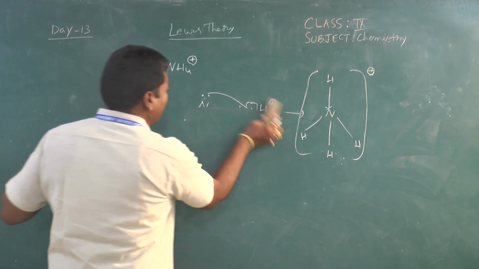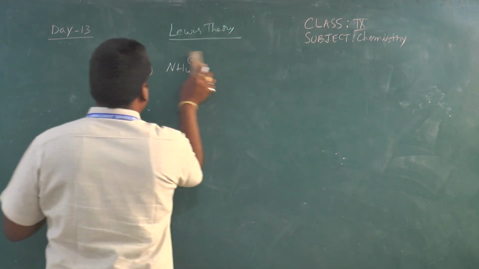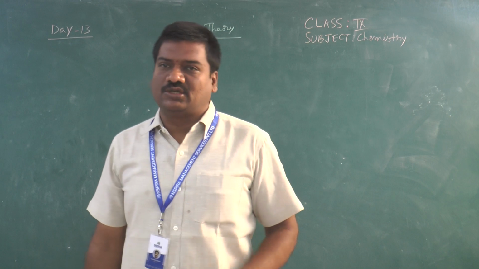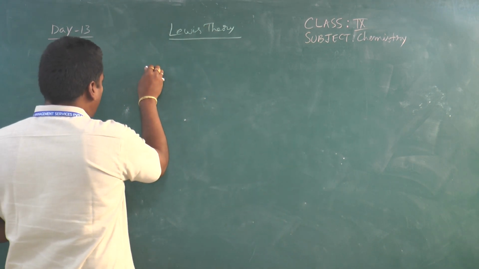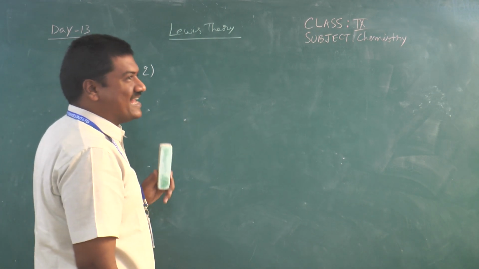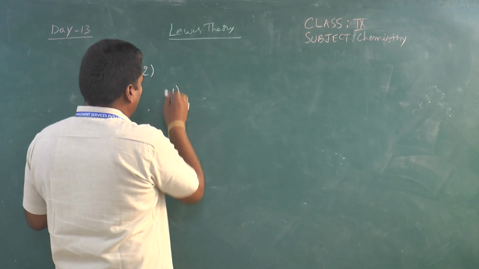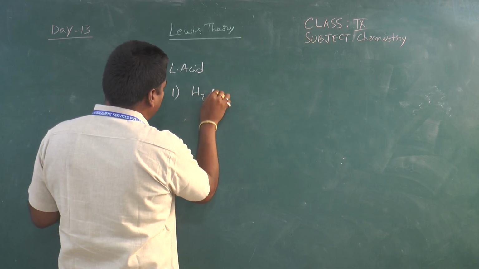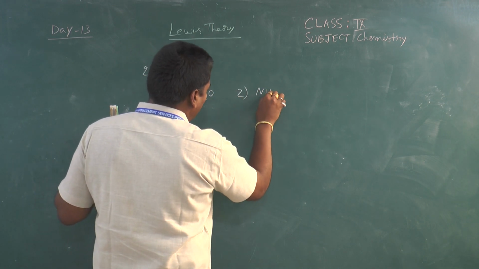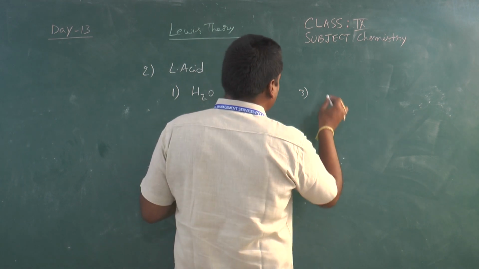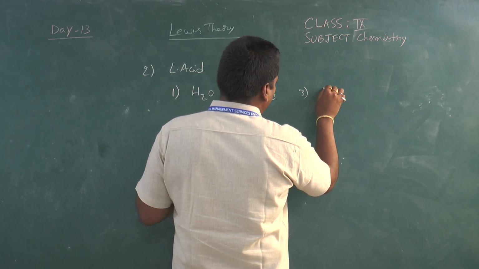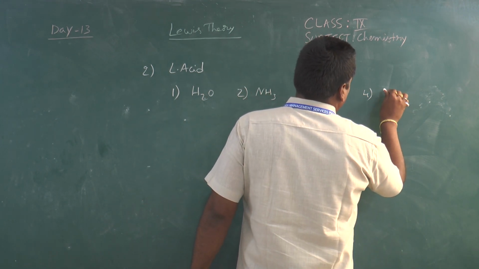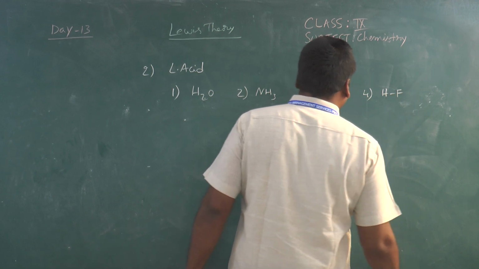Now let us come to examples related to Lewis bases and Lewis acids, according to the questions. Which of the following molecules will act as a Lewis acid? That is the question. The first option I am taking as water molecule. The second option is ammonia. The third option is boron trifluoride molecule. The fourth option is HF molecule.